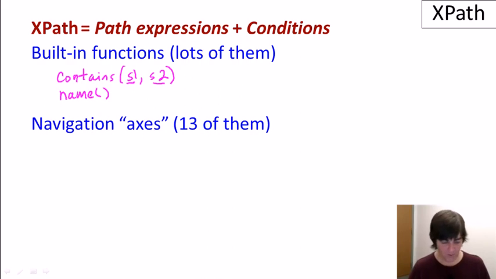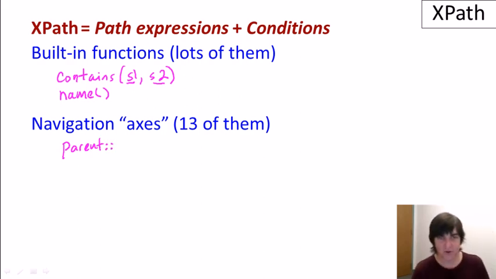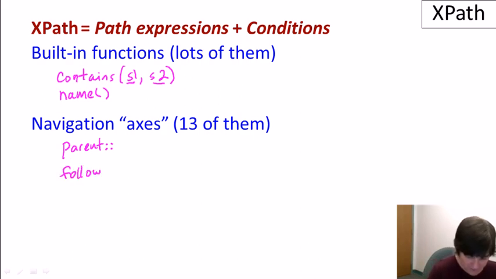The last concept that I want to talk about is what's known as navigation axes. There are 13 axes in XPath. An axis is a keyword that allows us to navigate around the XML tree. So for example, one axis is called parent. You might have noticed that when we talked about the basic constructs, most of them were about going down a tree. If you want to navigate up the tree, then you can use the parent axis, which tells you to go up to the parent. There's an axis called following-sibling.